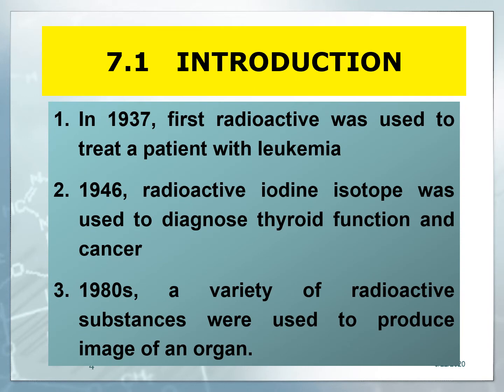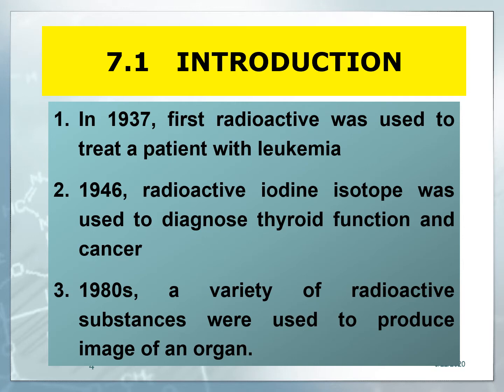The history of nuclear radiation started in 1934, and was established thereafter. In 1937, the first radioactive isotope was used to treat a patient with leukemia. Then, in 1946, a radioactive iodine isotope was used to diagnose thyroid function and cancer.